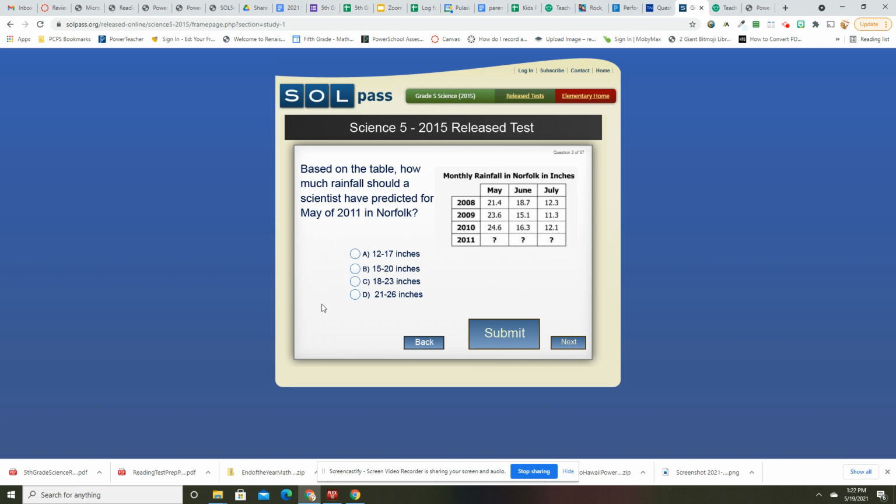Based on the table, how much rainfall should a scientist have predicted for May 2011 in Norfolk? So we have the monthly rainfall in Norfolk in inches, 2008, 2009, 2010, 2011. Every year in May, it goes up. So we can predict that it's probably going to be between 21 and 26 based on what the chart is saying.